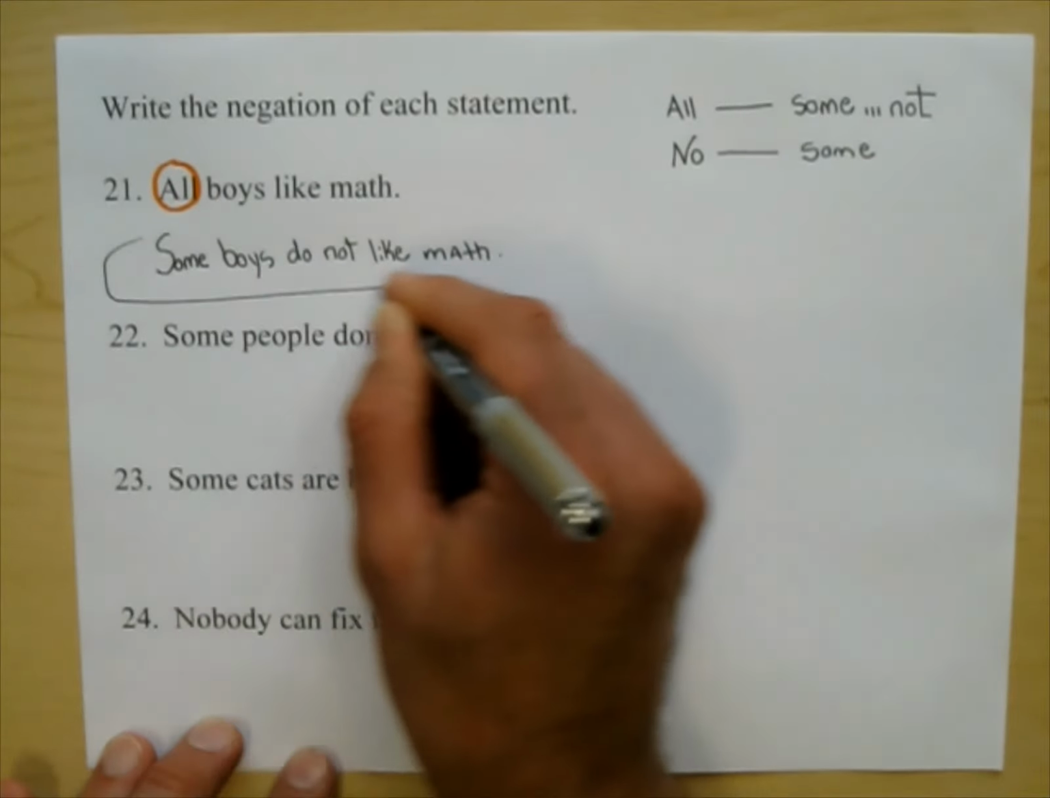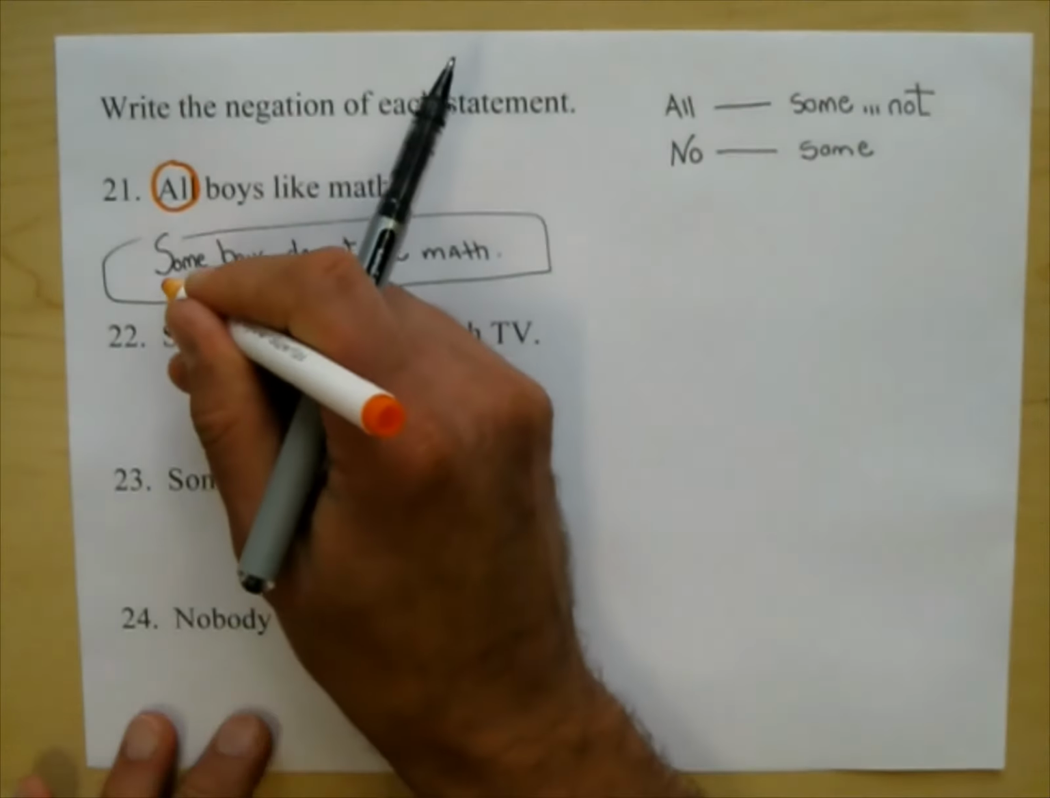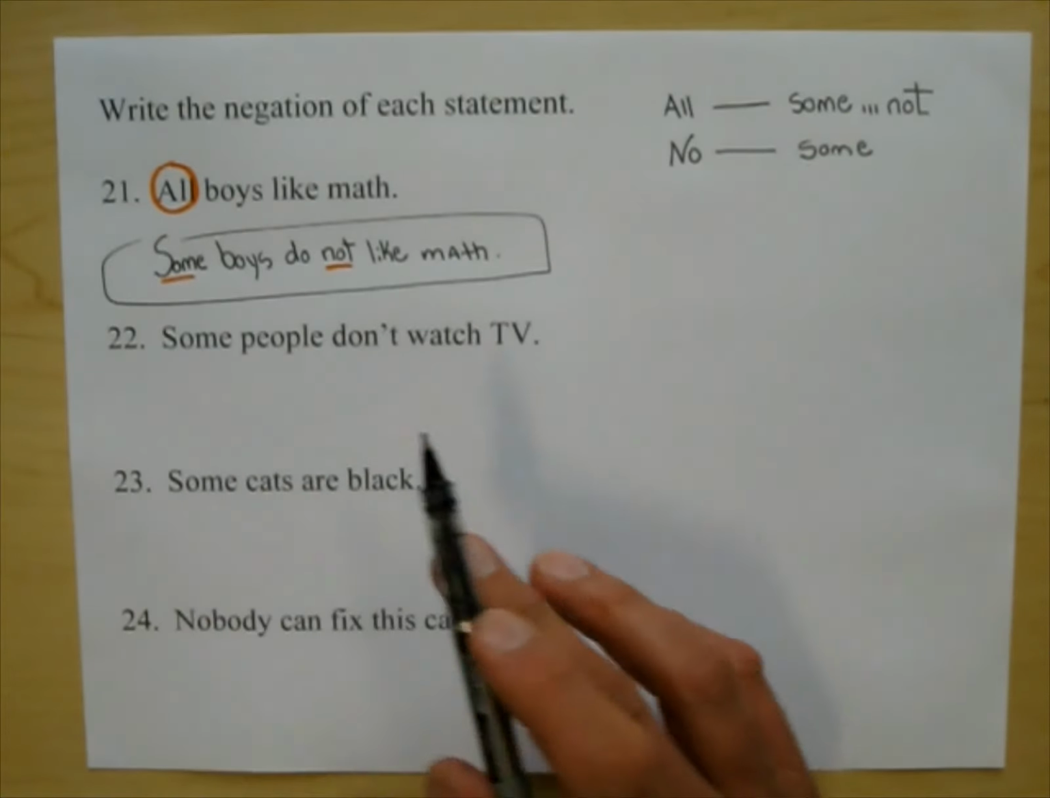And that is the negation of a statement that has an all. Look, let's go ahead, and so we replaced it with the some and the not. Let's do the next problem.